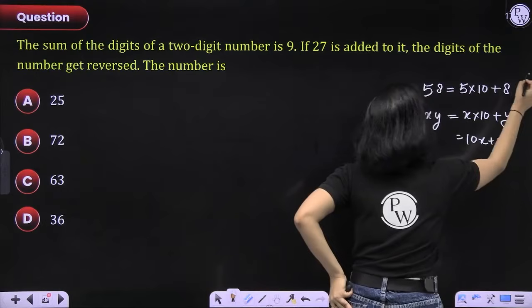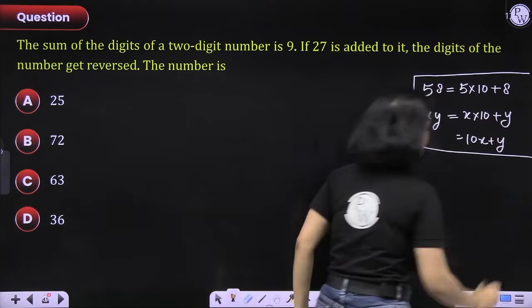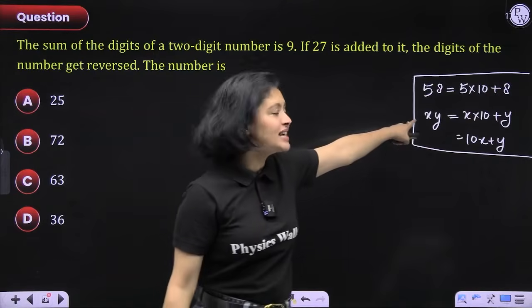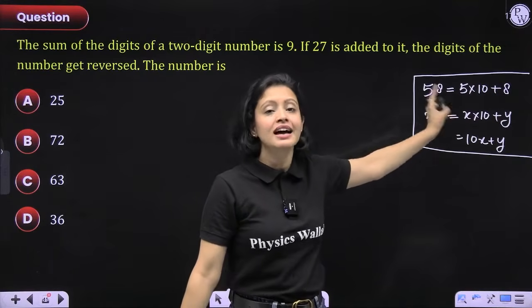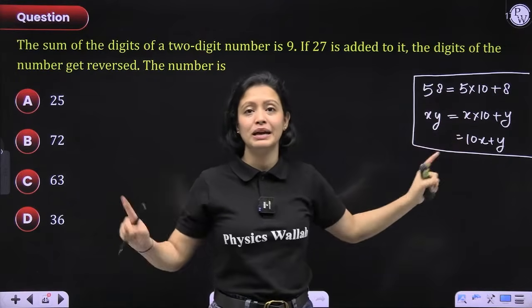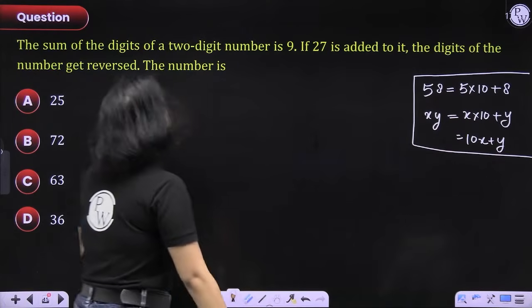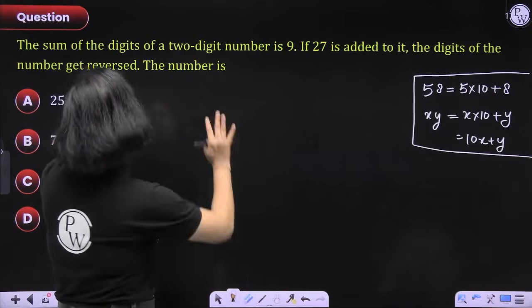This is how you write 2-digit numbers, right? 10 into 10's digit plus 1's digit. You don't write it like this because this confuses. This basically means that x and y are getting multiplied, which is not the case. 5 and 8 here are not getting multiplied. This is a number. Anyways, with that cleared, let's move on.